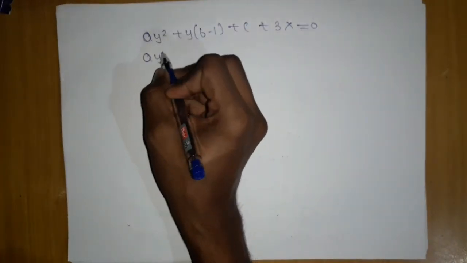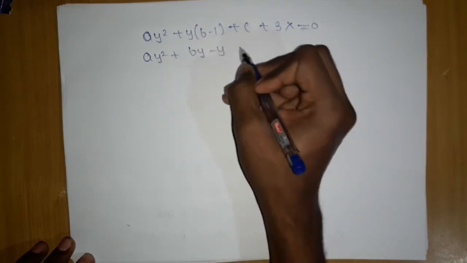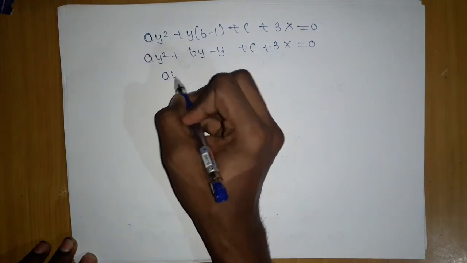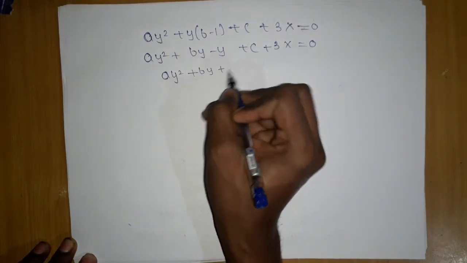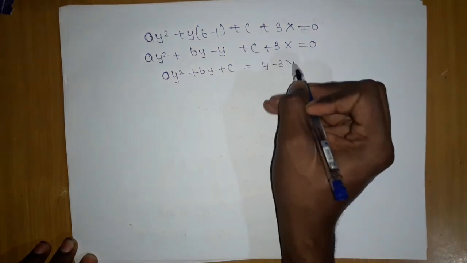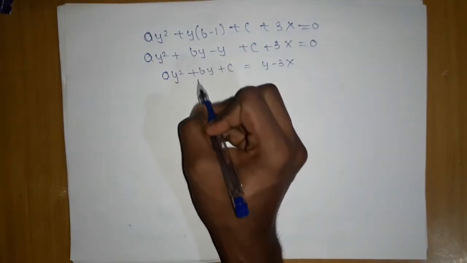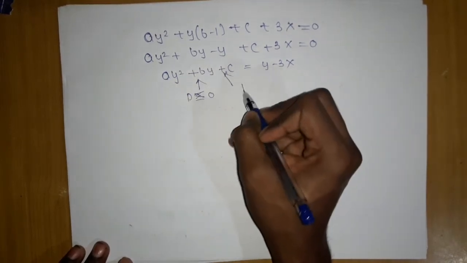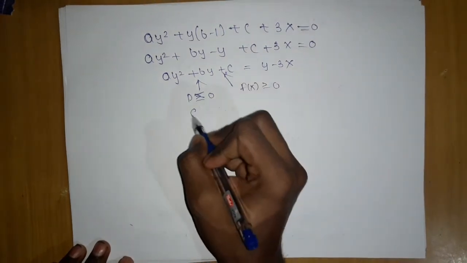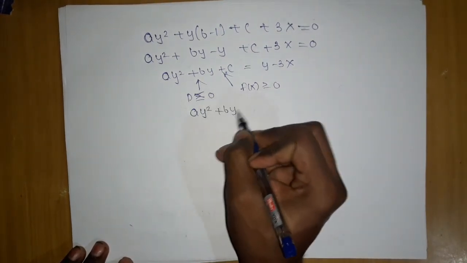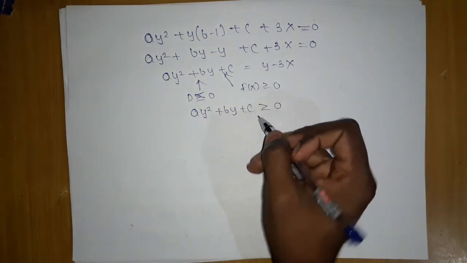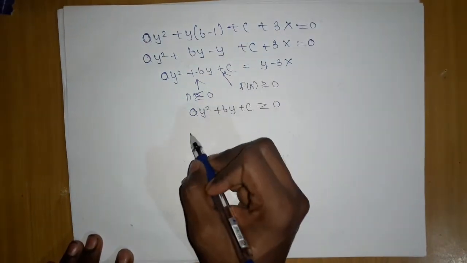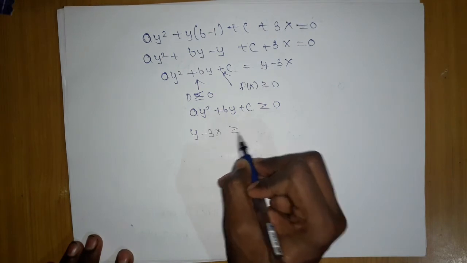Now I will open it: a y square plus b y minus y plus c plus 3x should be equal to 0. Now how we can create this equation: a y square plus by plus c should be equal to y minus 3x. Now this is again D less than equal to 0, which will give me this function f of x as greater than equal to 0. So a y square plus b y plus c should be greater than equal to 0, but this is equal to this, because here you can see it is equal. So from this, y minus 3x should also be greater than equal to 0.